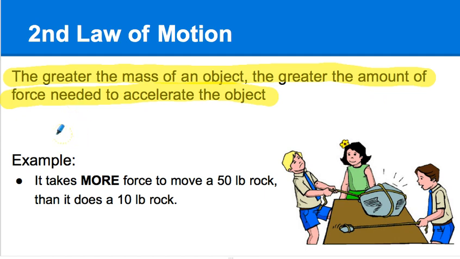If you look at the picture right here, this guy looks like he's trying really hard to pull it. Why? Because the rock is a lot heavier. It's pretty self-explanatory. While this person is like, oh, it's easy to move this thing. It's a little tiny rock. So the example I gave was it takes more force to move a 50-pound rock than it does a 10-pound rock. And Sir Isaac Newton came up with that.